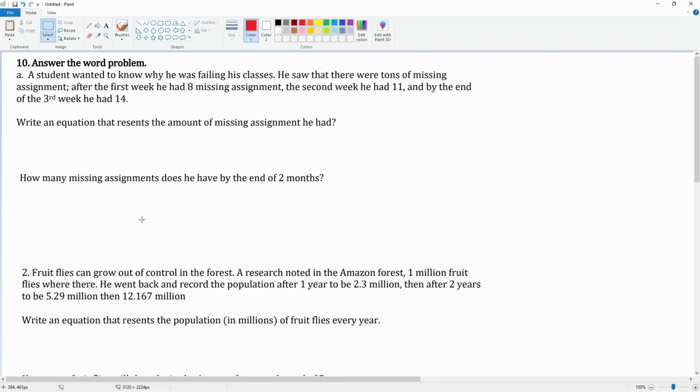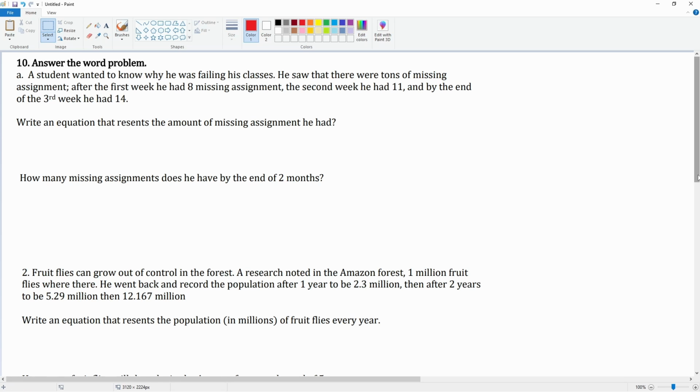All right, number 10, we're going to answer the following word problems. These are all about sequences. A student wants to know why he's failing his class. He saw that there were tons of missing assignments. After the first week, he had 8 missing assignments. The second week, he had 11. By the end of the third week, he had 14. You're going to write an equation that represents the amount of missing assignments he has.